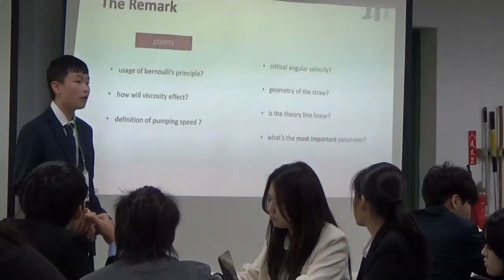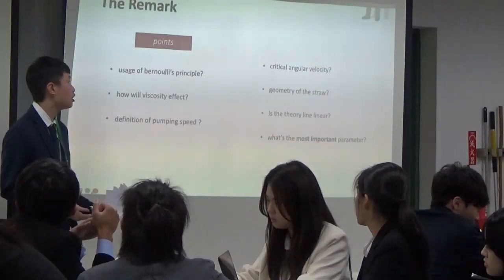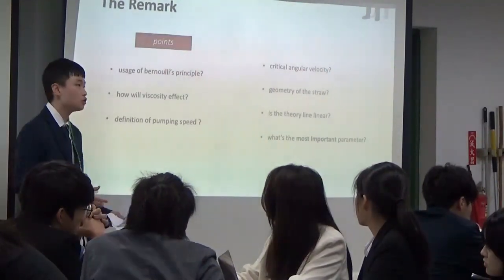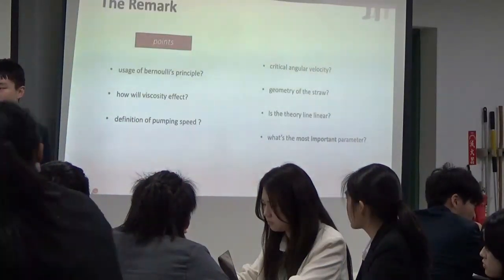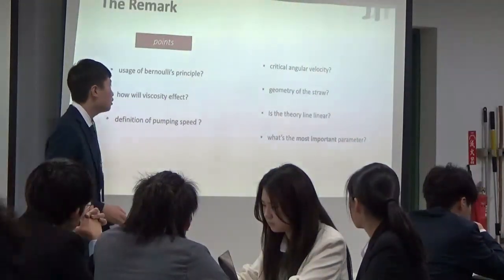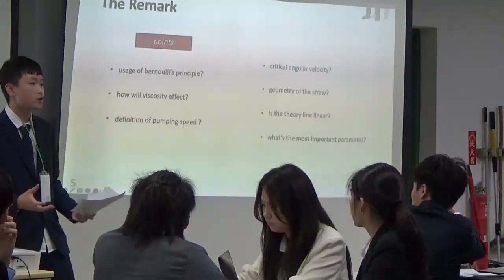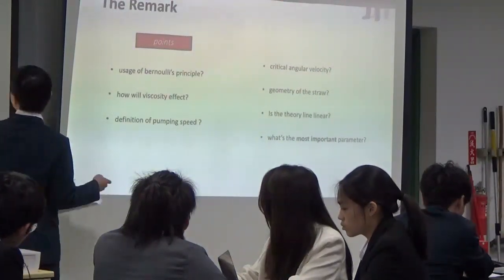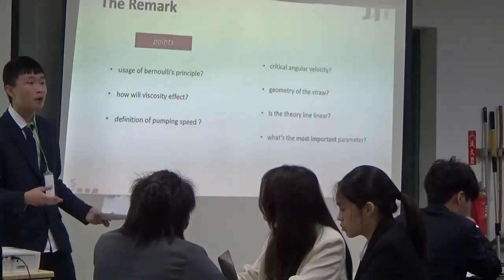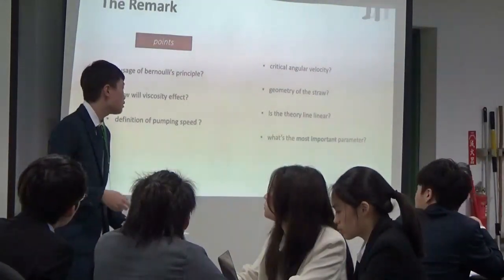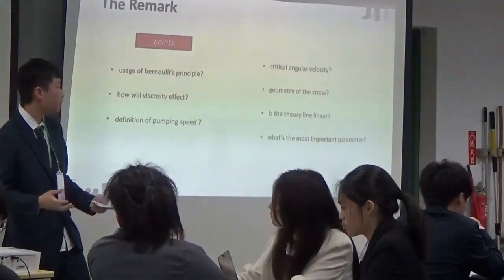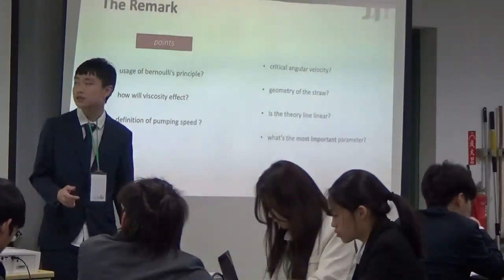And so then we have discussed how the conditions of critical angular velocity, and here we found out that it's because of the lowest condition which fits in this experiment. Next we discussed the geometry, because at first we considered that the parameters they considered were not about geometry, but then we discussed it. And third is whether the theory line is linear, and what the most important parameters are.